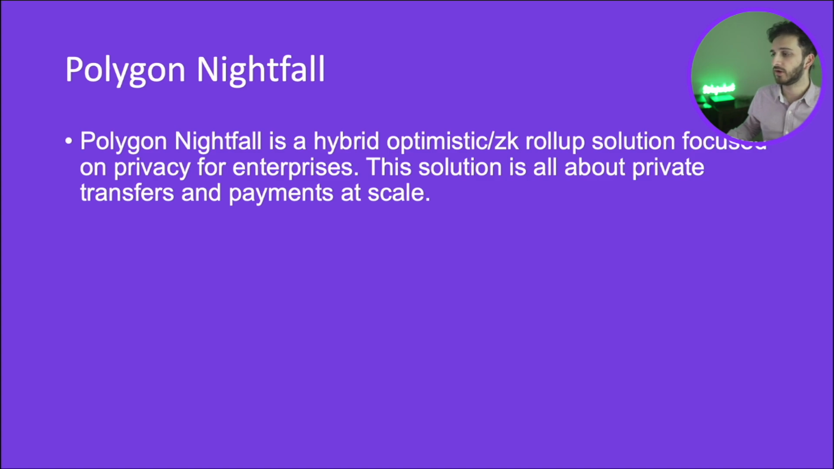Next, we've got Polygon Nightfall. Again, this is another roll-up scaling solution that Polygon are creating. This one is a hybrid of both optimistic and ZK rollups, and it's really focused on privacy for enterprise. So we'll hopefully see that sometime soon as well.